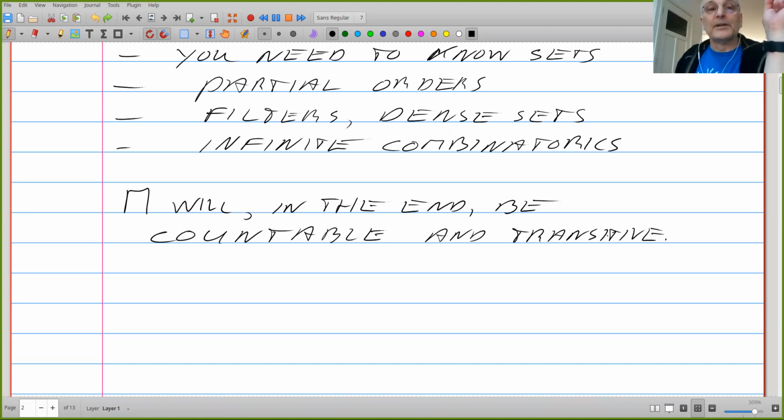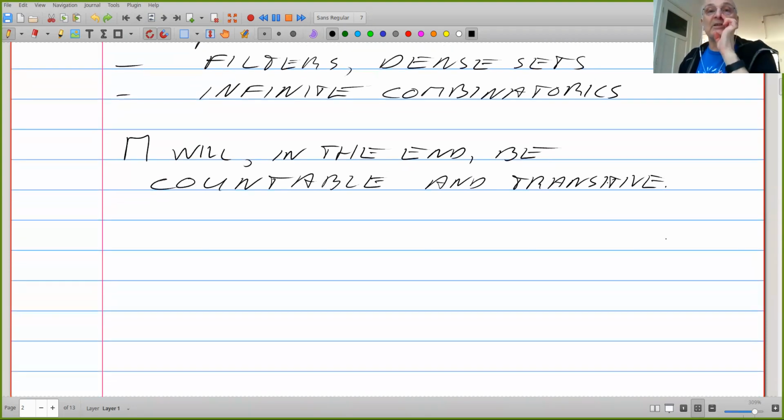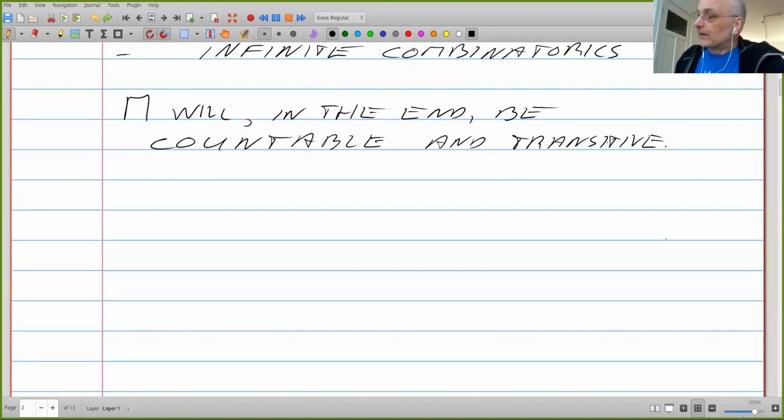Believe it or not, but the M will always be countable and transitive. That's a very useful thing to have, as you will see in the coming weeks, because it allows us to make extensions of such models, and that is what forcing then is going to be all about. What will our interpretation be?